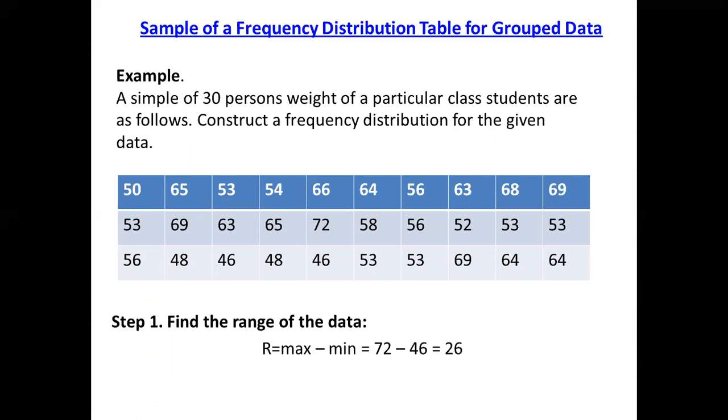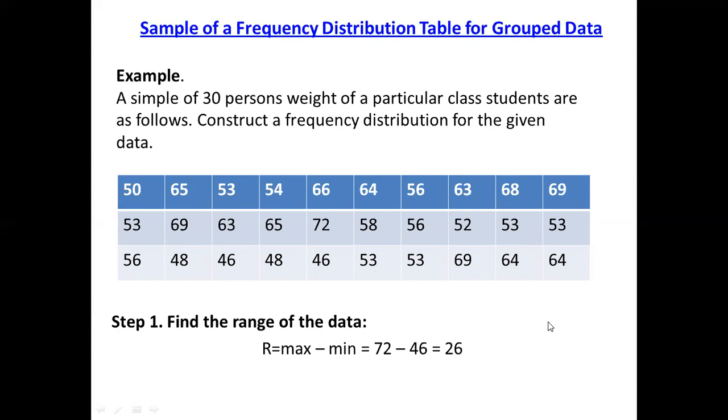The next topic is how we construct the frequency distribution table for grouped data. Example: a sample of 30 persons' weights of a particular class of students is as follows. Construct a frequency distribution for the given data. The following steps are involved in the construction of a frequency distribution. Step number 1, find the range of the data.